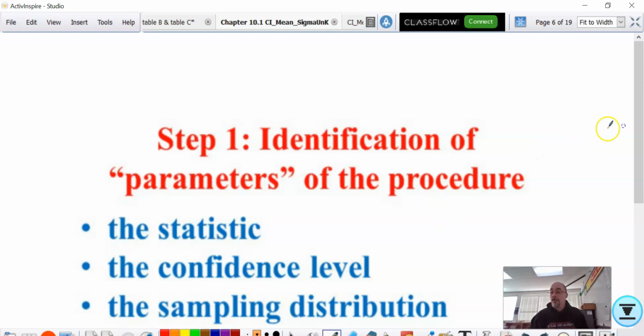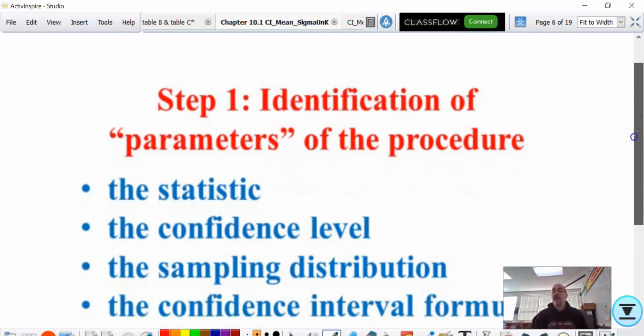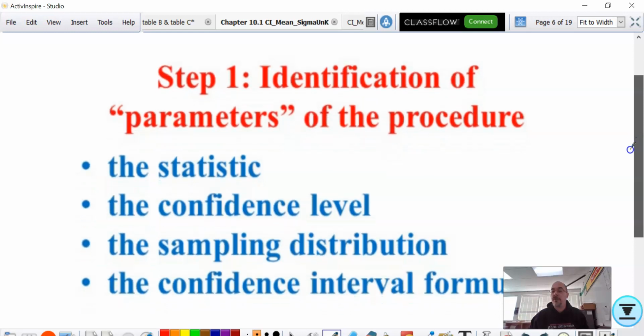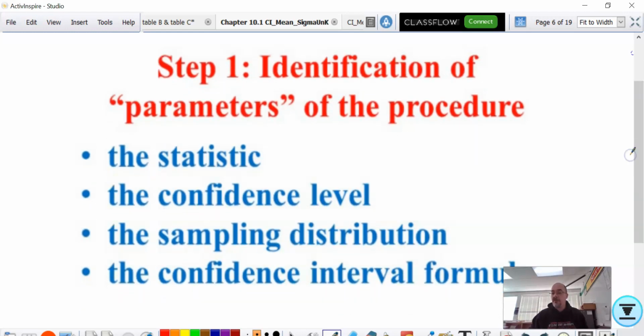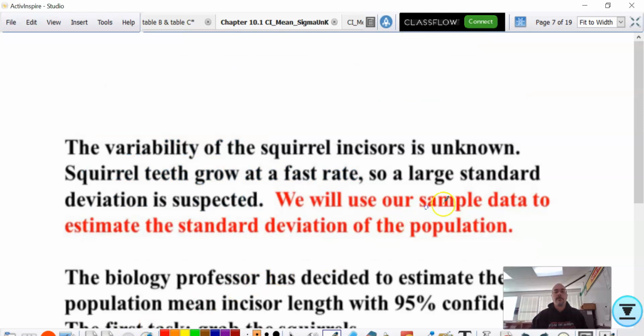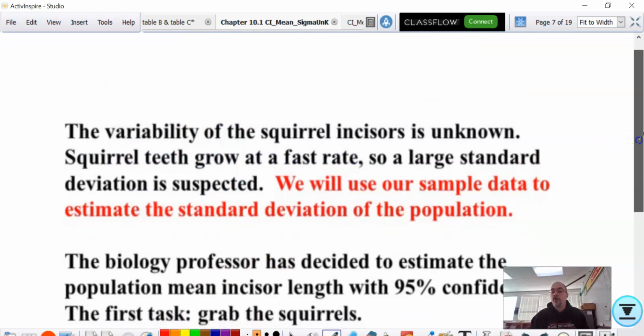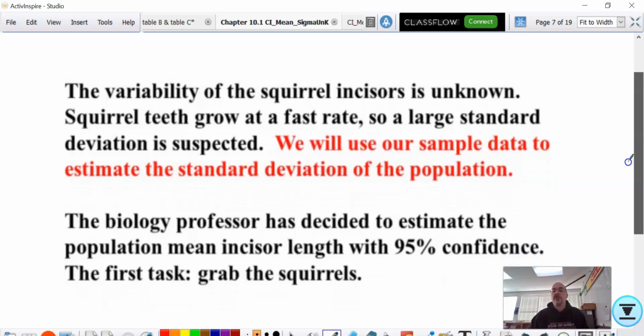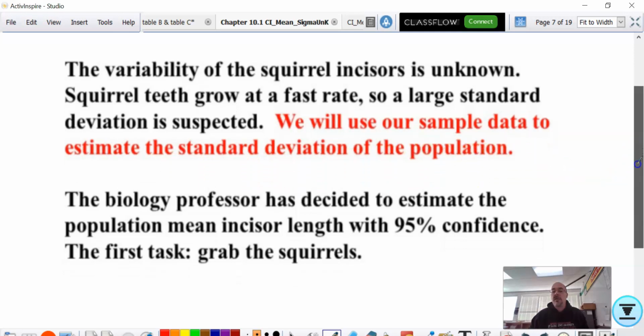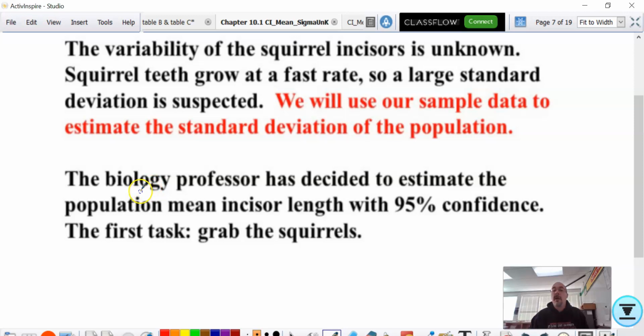All right. Step 1, remember the inference toolbox, folks. Step 1, identification of the parameters of the procedure. The statistics, the confidence level, the sample distribution, the confidence interval formula. All right. Again, pause if I'm going way too fast. The variability of the squirrel's incisors is unknown. Squirrel's teeth grow at a fast rate, so a large standard deviation is suspected. We will use our sample data to estimate the standard deviation of the population. So, step 1. The biology professor has decided to estimate the population mean incisor length with 95% confidence.